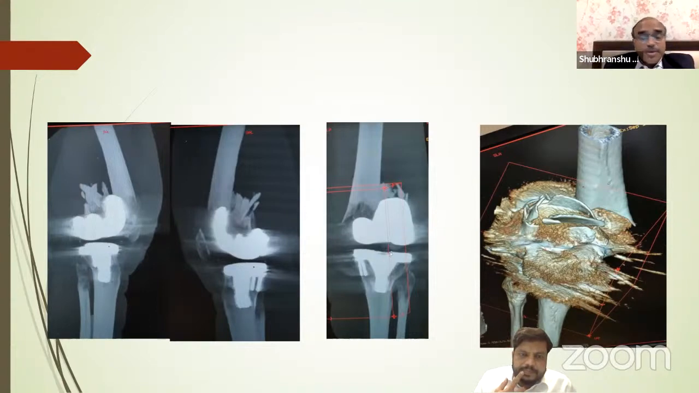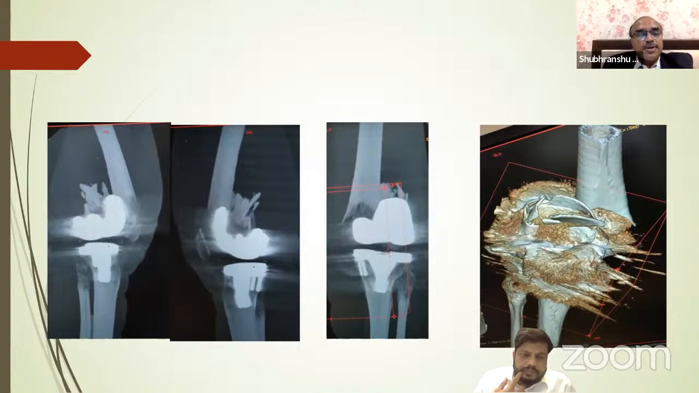I do a lot of hemophilia patients, and all these hemophilia patients have a lot of osteoporosis. Even in a straightforward knee, I put a stem extender on either side. Because of severe osteoporosis, otherwise they land up with this kind of supracondylar fracture with a simple fall, with less impact of trauma.